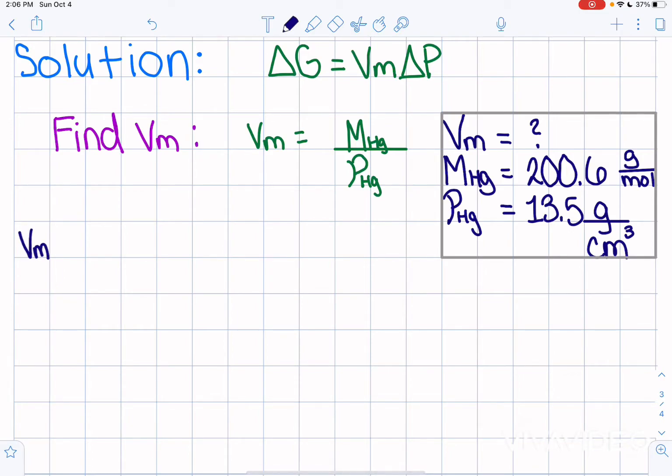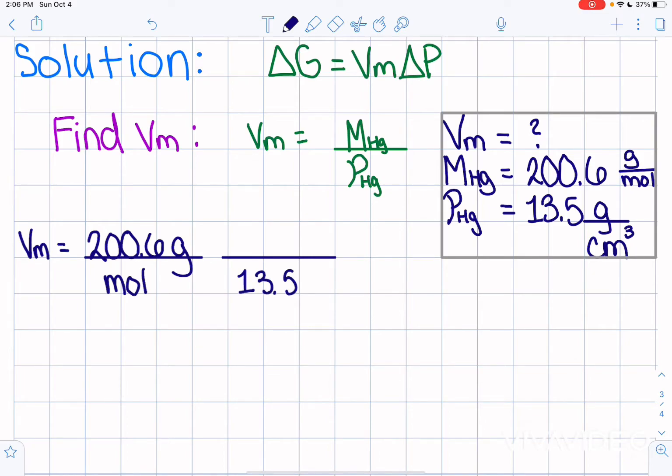So our molar volume is equal to 200.6 grams per mole. And then we are going to multiply it by the reciprocal of the density since we are dividing by the density. So 13.5 grams goes on the bottom and centimeters cubed goes on top.